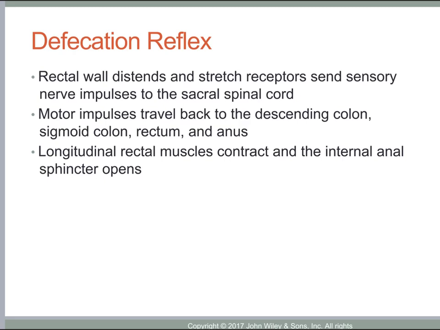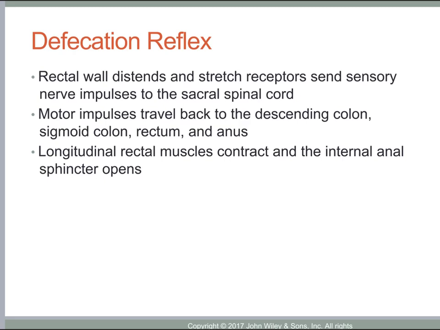We get rid of it through a reflex. The reflex is called the defecation reflex. What happens? Those rectal walls distend and stretch receptors send sensory nerve impulses to the sacral spinal cord, basically saying that our anal canals are full, our rectum's full, it is time to remove the waste in this tube. Motor impulses travel back to the descending colon, the sigmoid colon, the rectum, and the anus. The longitudinal rectal muscles contract and the internal anal sphincter opens.